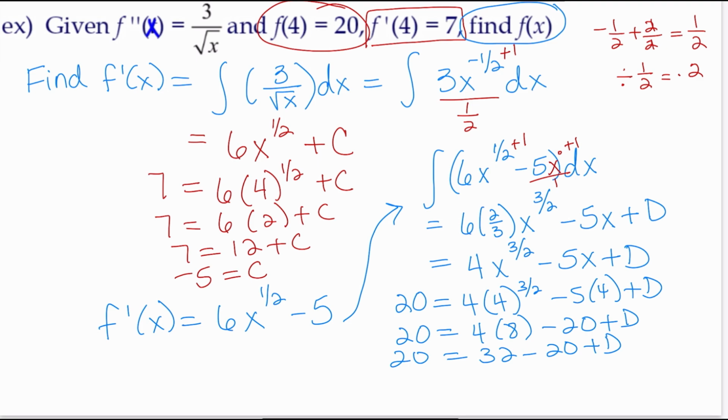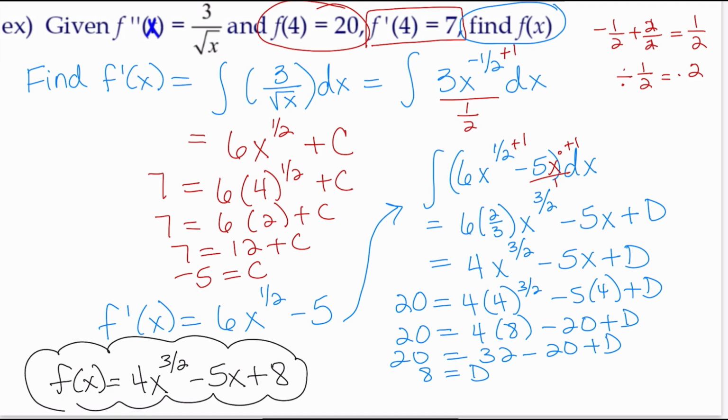32 minus 20 is 12. And if I subtract 12 from both sides, I get 8 is equal to d. So my final answer, f of x is equal to 4x to the 3/2 power minus 5x plus 8. And then this is going to be my original function, f of x.